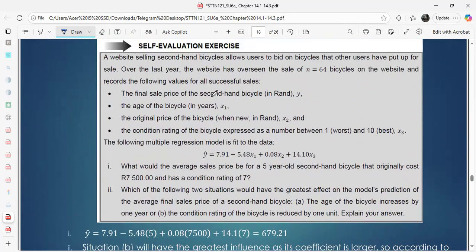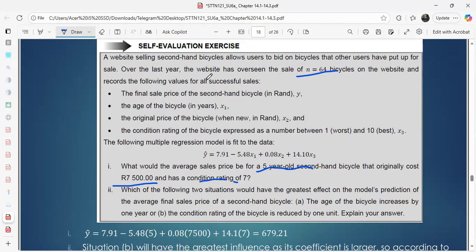They say a website selling second-hand bicycles allows users to bid on bicycles that other users have put up for sale. Over the last year, the website has overseen the sale, and n is equal to 64. Now, what will the average sales price be for a 5-year-old second-hand bicycle with an original cost of 7,500 and a condition rating of 7?